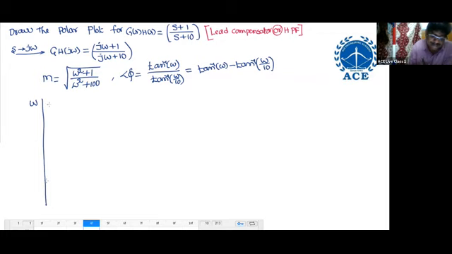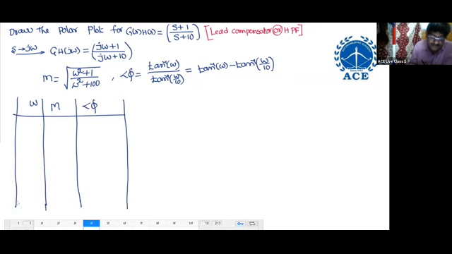Omega, magnitude. Omega is 0, 1, 2, 5, 10, infinity. Calculate the magnitudes and phase angles. Come on, calculate the magnitudes and phase.